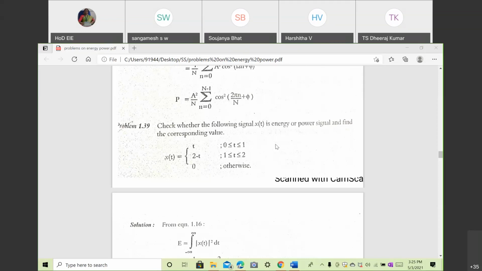Okay, that's why, in general, the main equation we have to write. That is a very important step. The main equation, whether it is an energy signal or power signal, whatever it is. Here, they have given the x of t signal. It is equal to t for the t range from 0 to 1, that is, t greater than or equal to 0 and less than or equal to 1. Then next, for t from 1 to 2, the equation for the magnitude of x of t is 2 minus t.